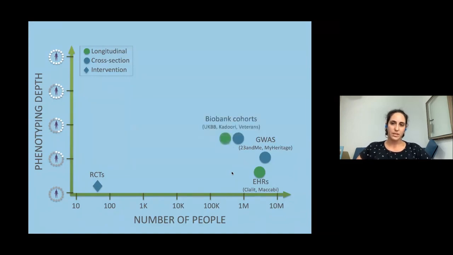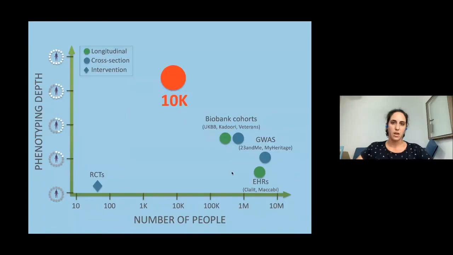Recently, biobanking has also become quite common. Some of the known biobanks include the UK Biobank, the Kadoorie, and the Million Veteran Program. All of these have more phenotypic information than previously mentioned, but fewer individuals.